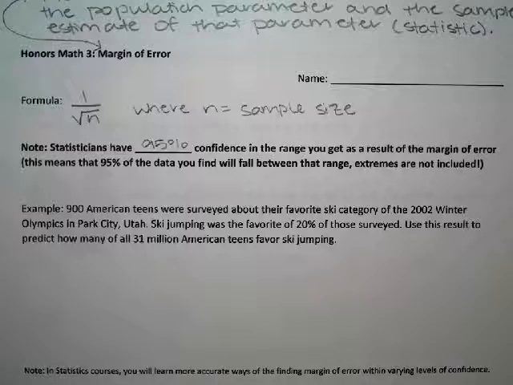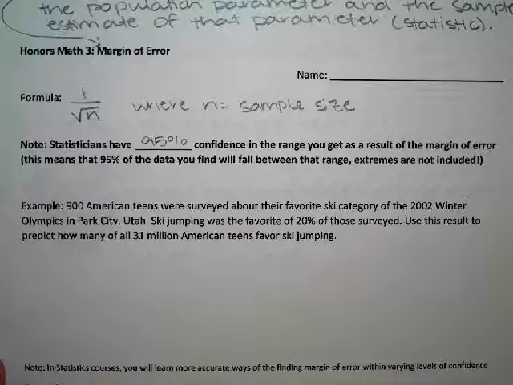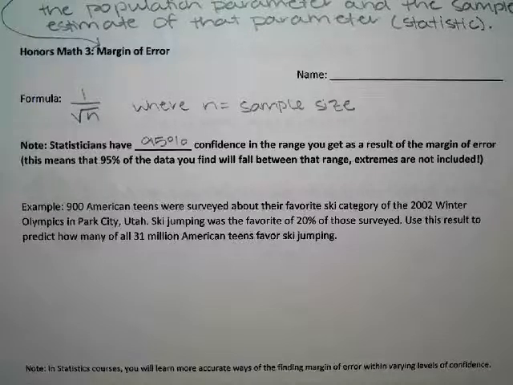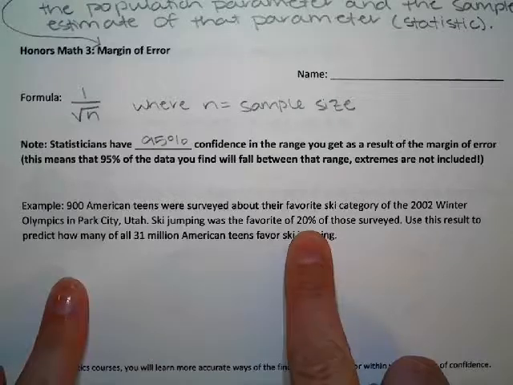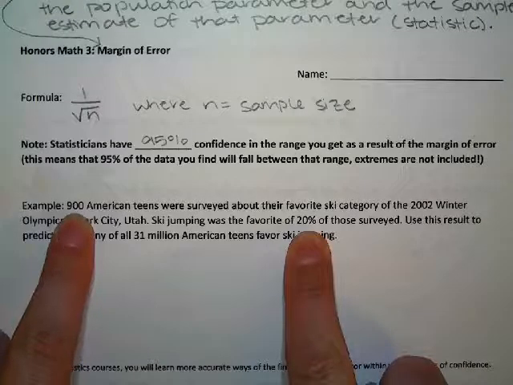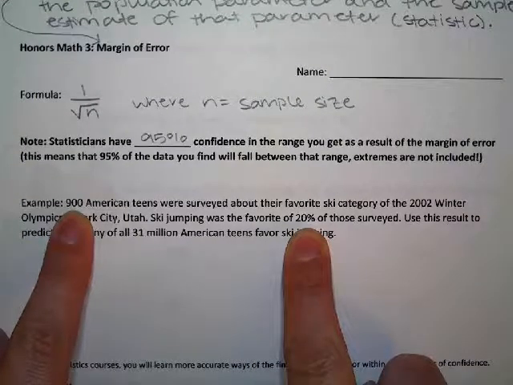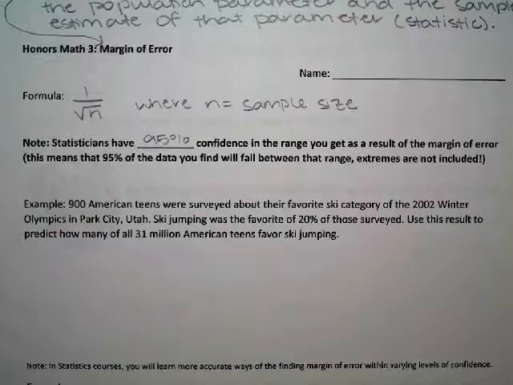All right. So here is an example: 900 American teens were surveyed about their favorite ski category of the 2002 Winter Olympics in Park City, Utah. Ski jumping was the favorite of 20% of those surveyed. So 20% is the statistic of the 900 sample size. Use this result to predict how many of the 31 million American teens, so that would be the population, like all American teens, favor ski jumping.